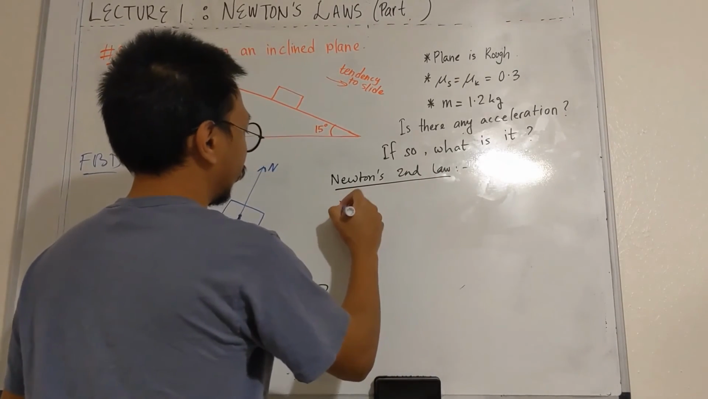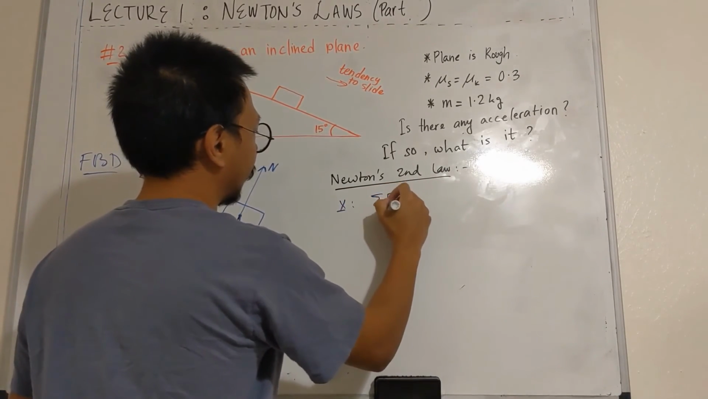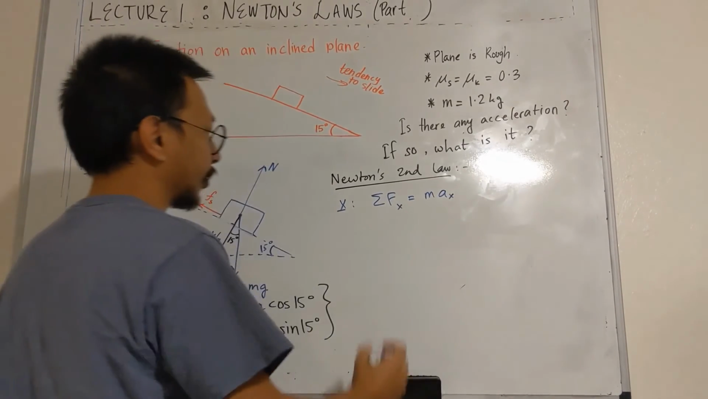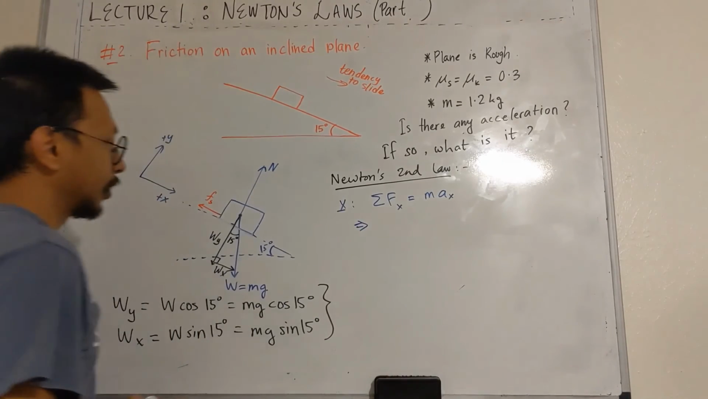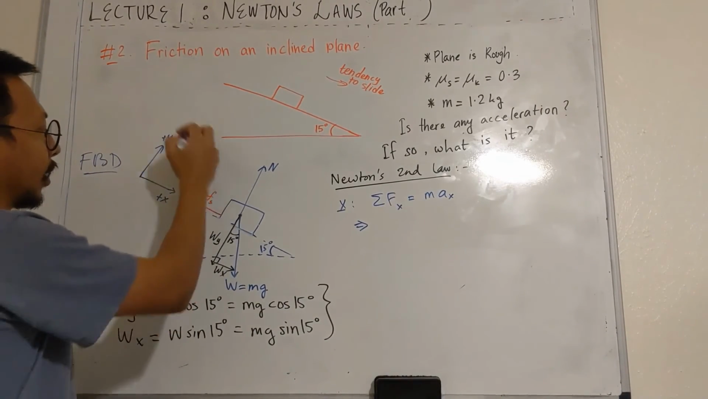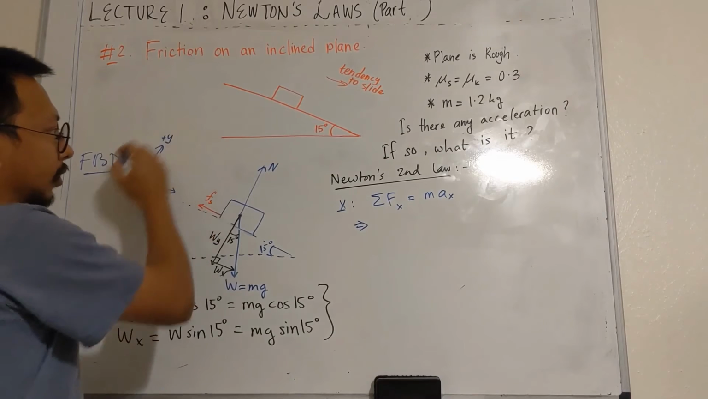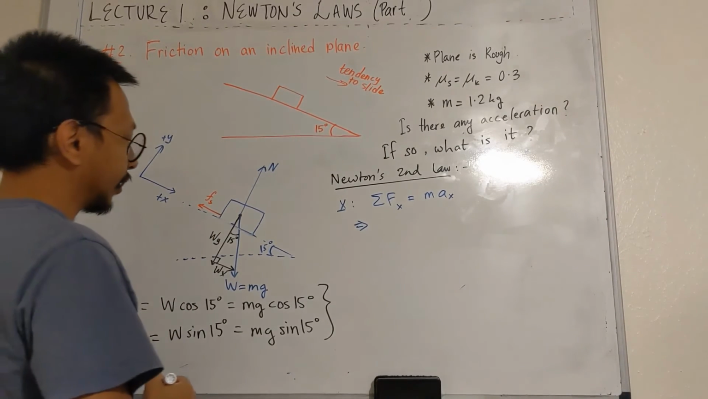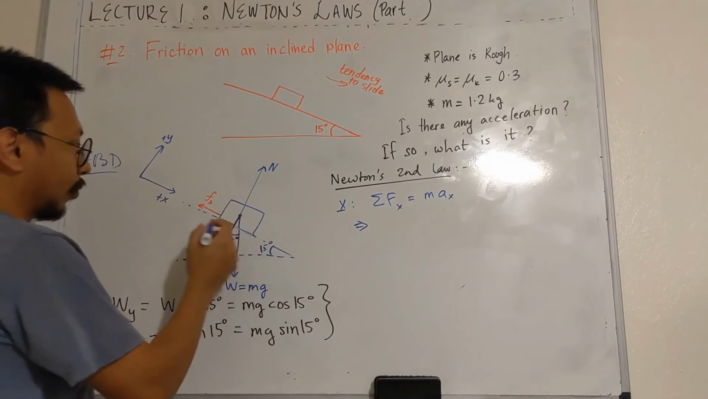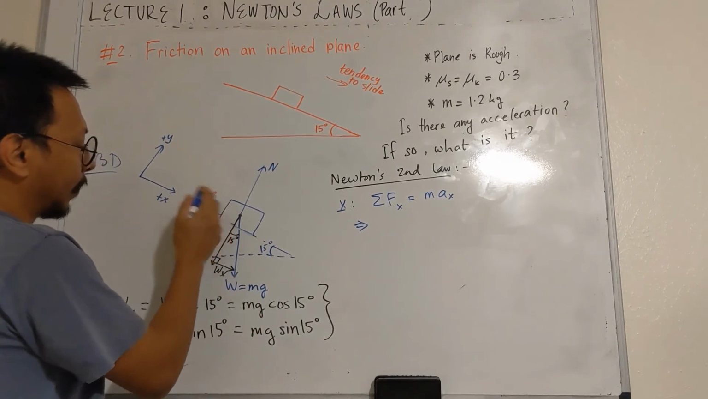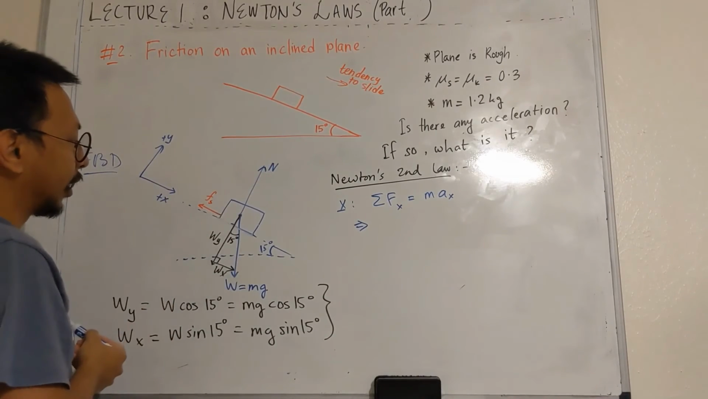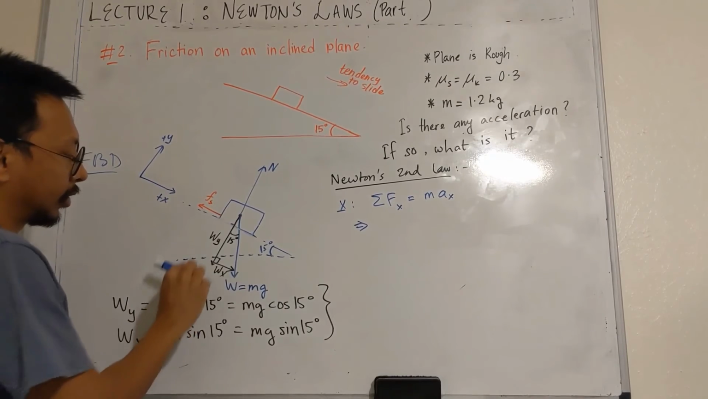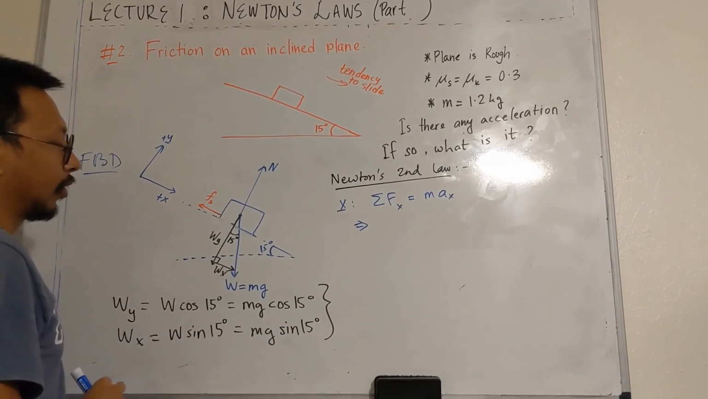In the x direction, we have the equation: summation of the forces in the x direction is equal to mass times acceleration in the x direction. What are the forces in the x direction? Remembering that the x and y axes are tilted like so, summation of Fx is equal to, what are the forces? We have fs going in the negative x direction, up along the plane, and wx going down along the plane.